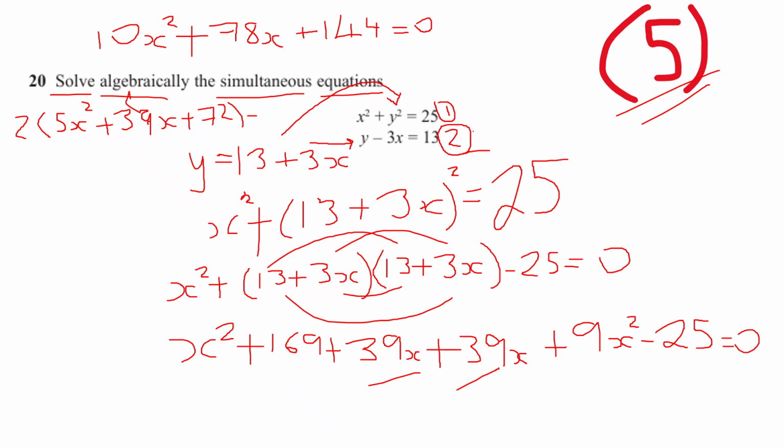And now I'm going to do this here by trial and error, because I've got a non-monic quadratic. So I'm going to have 5x here, and then I'm going to have an x here if it does factorize.